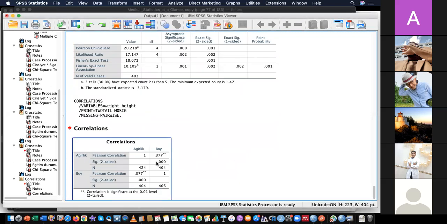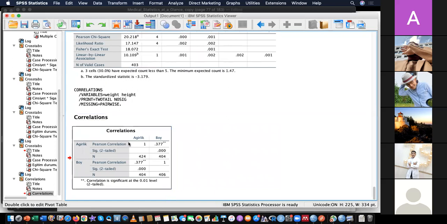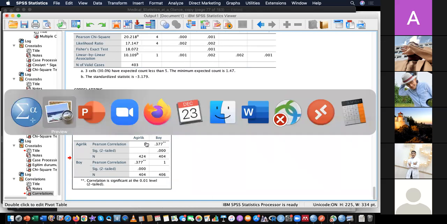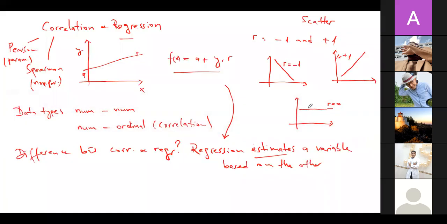Here is my outcome, computer output. I have a p-value, significance, and an r-value in the correlation analysis. A p-value and an r-value. The p-value shows me whether the correlation between the groups is significant, or the r-value is significantly different than 0. If r is 0, there is no correlation. Remember? R is 0, no correlation.